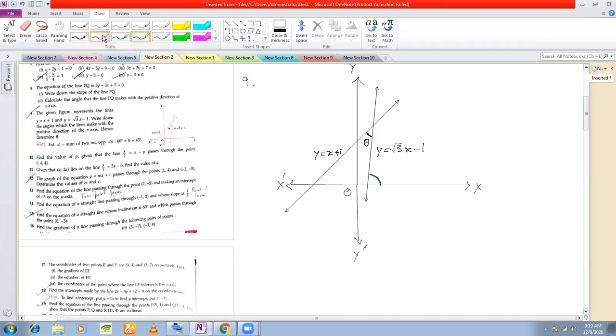And what is the angle that this line makes with the positive direction of the x-axis? This. So these two green and red angles are the angles that the lines make with the positive direction of the x-axis. And what is that called? What is that angle called? The angle that the straight line makes with the positive direction of the x-axis. What is it called? Inclination, right? So you need to determine these two angles.